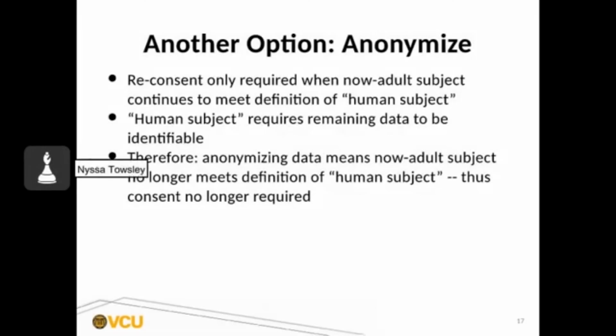Besides obtaining reconsent or applying for a waiver of consent, there is a third option for dealing with the information you retain on now adult subjects. Reconsent is only required when the now adult subject continues to meet the definition of a human subject. And if you think back to that definition of human subject, it requires that the remaining data about the subject is identifiable. Therefore, anonymizing the data means that the now adult subject no longer meets the definition of human subject, and therefore consent is no longer required.